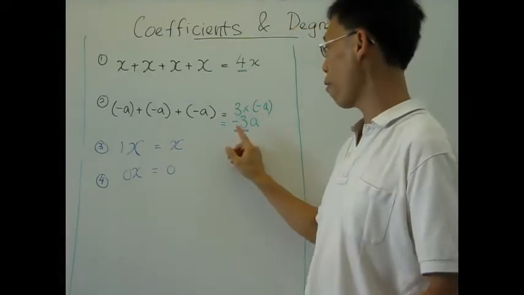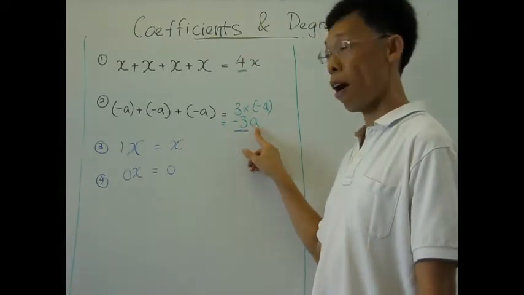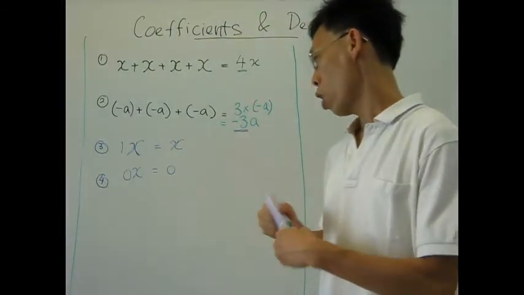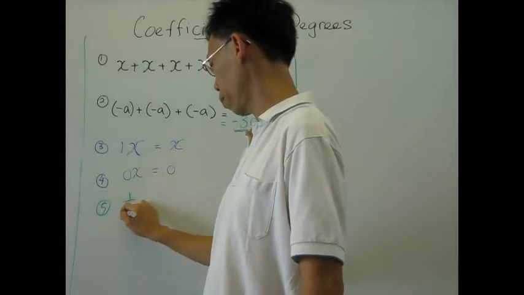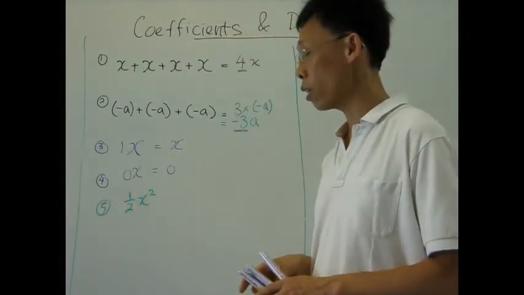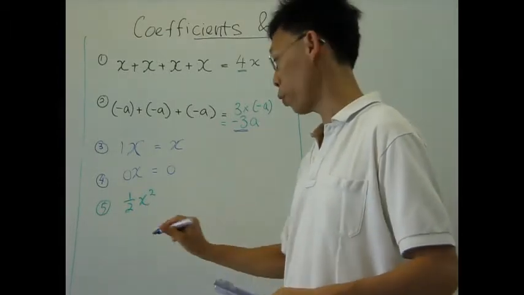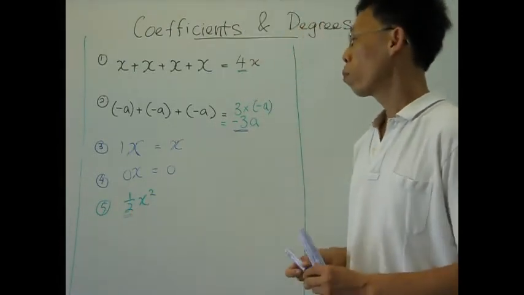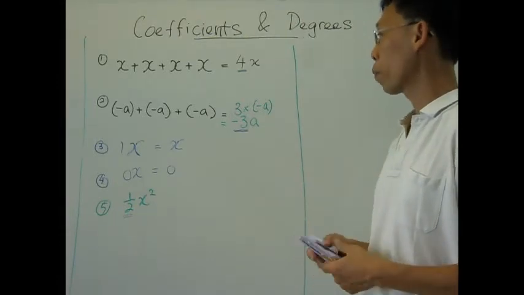And can we have fractional values in front of the variables or the algebraic term? Yeah, definitely. So we could also have things like this. In this particular case, guess where is the coefficient? Very good. The coefficient is half. Now that's coefficient. Next, we look at degree.